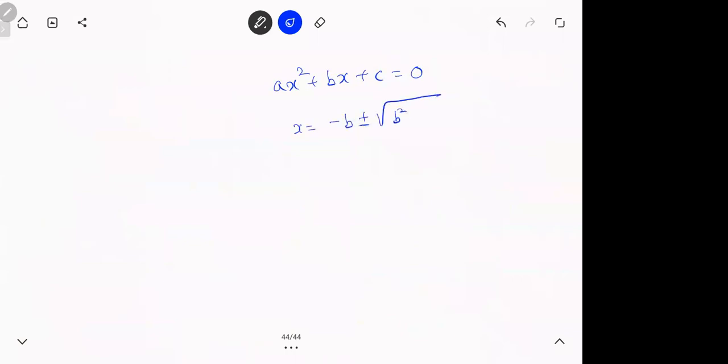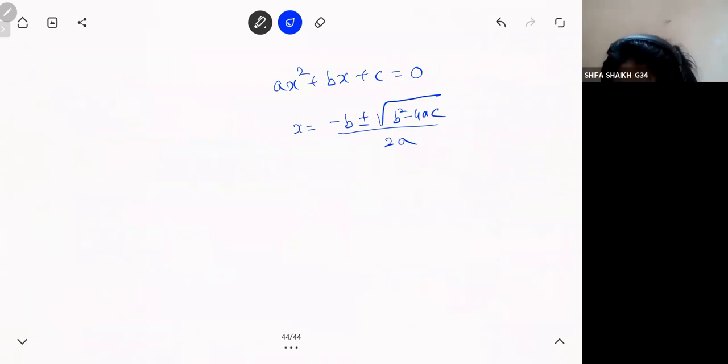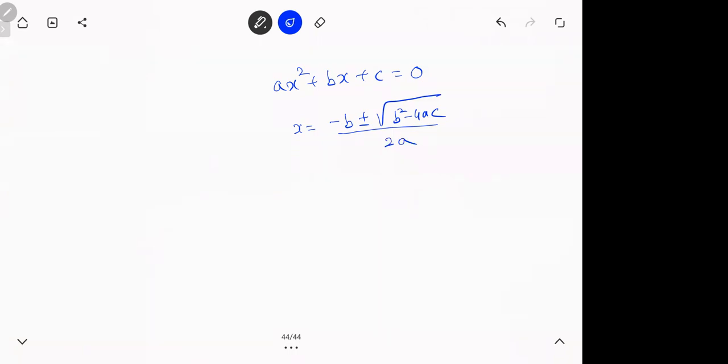Learn this in school. The roots of a quadratic, Shifa. Don't know this thing? Yes, I've learned. बस, यही कर रहा हूँ ना मैं.